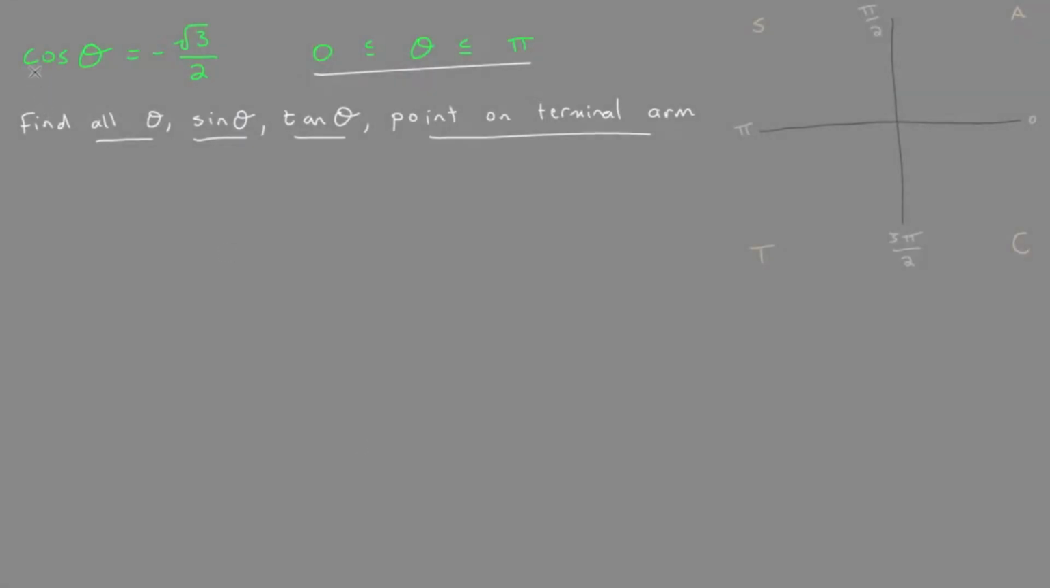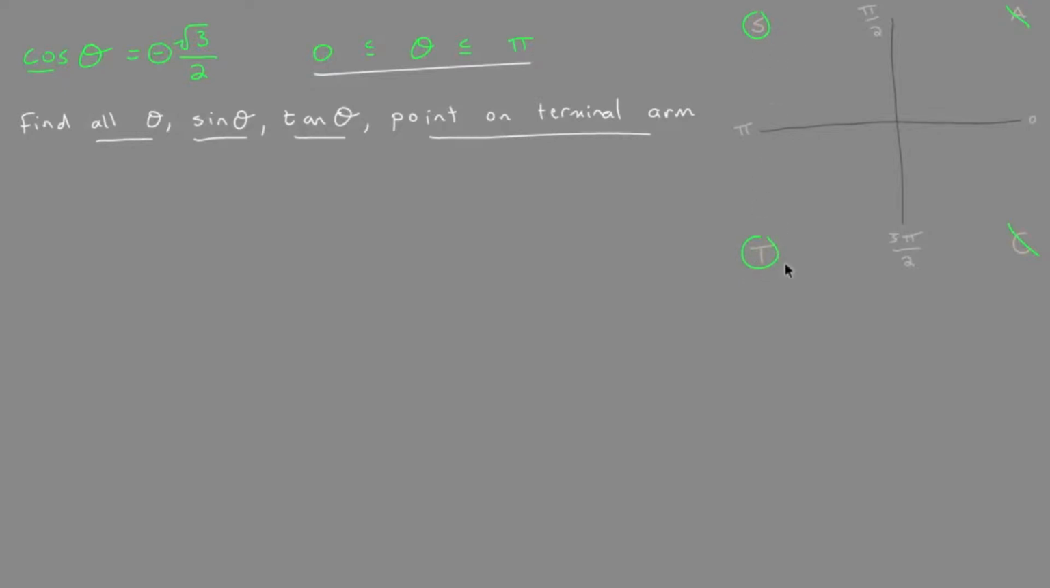We're given that the cos is negative. So that tells us where to go. Remember the CAST system: cos is positive, all is positive, sine is positive, and tan is positive. So if cos is negative, that can only exist in these quadrants. So we're only in the second and third quadrant.